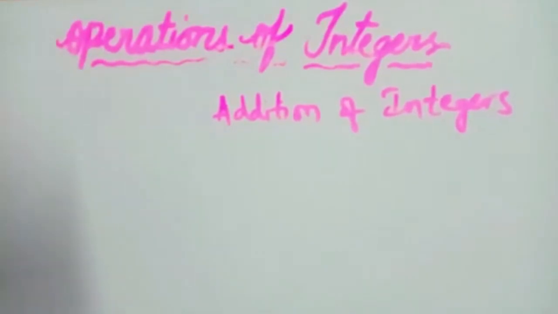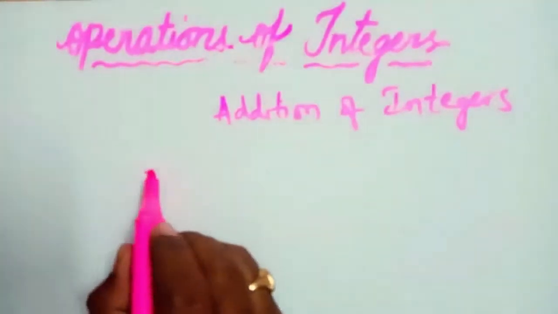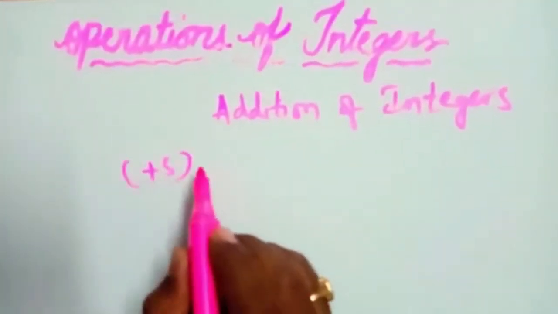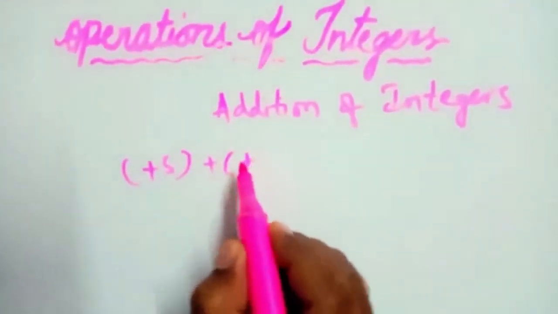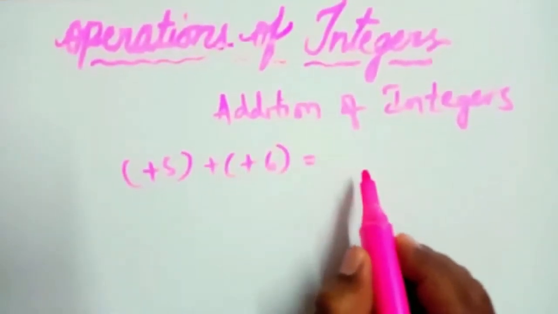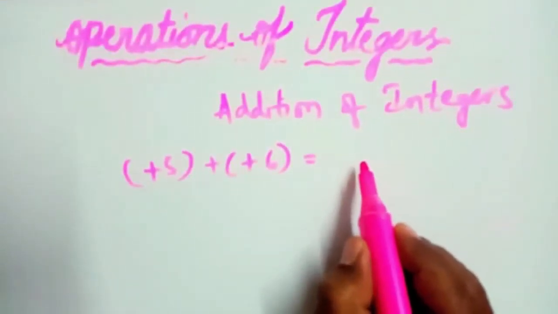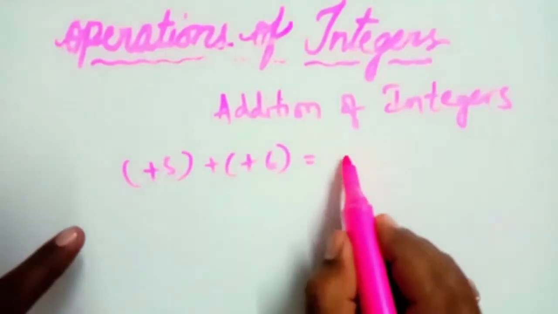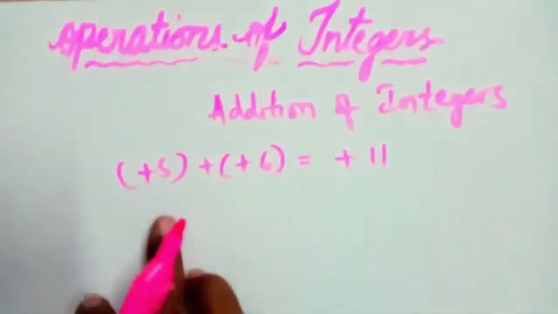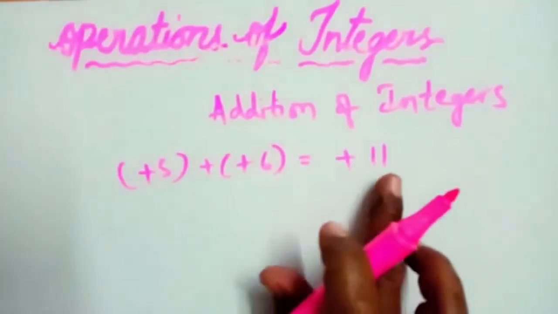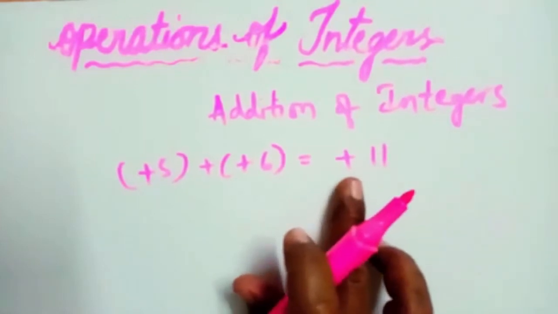We will go with the addition of integers. So if we are adding both positive numbers, the answer is positive 11. So when both integers are positive, we add and we need to keep the positive sign.